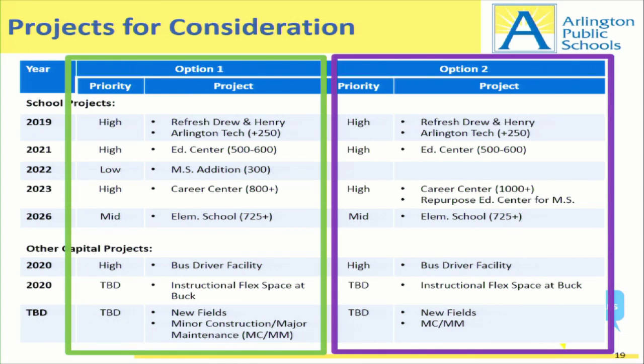Say that for high school seats or middle school seats? High school seats. Yeah. So in option two, we're looking at repurposing the Ed Center for middle school, and then 1,000 plus seats at the Career Center. So that means that we did not have high school seats at the Ed Center, correct?